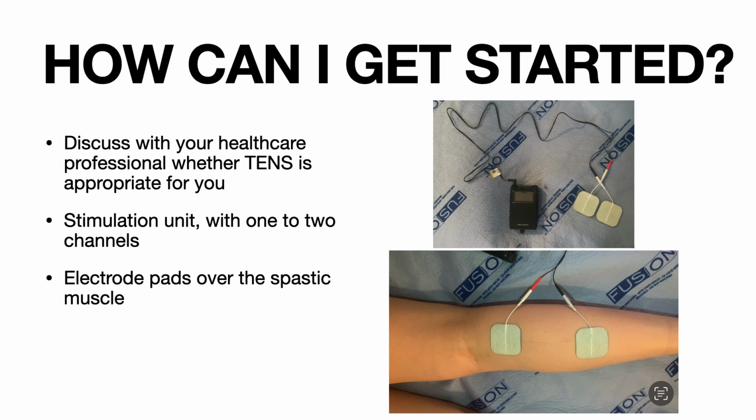The benefit of having two channels is that you can potentially put the electrode pads over several different muscles, which may be beneficial if you have tone at several muscle groups. And the electrode pads, as shown in the image in the bottom right, which are often rectangular, sometimes circular pads, are placed over the spastic muscles. That seems to be where the most evidence is for TENS.